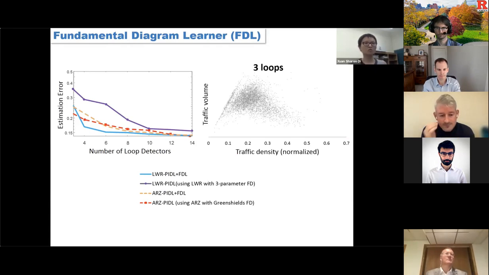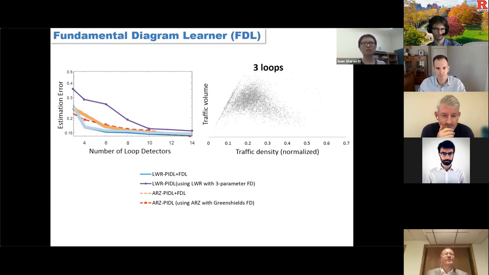Second, I want to draw your attention to these 2 lines, which are the LWR and ARZ plus FDL. So surprisingly, in the small data regime, LWR with FDL outperforms ARZ with FDL. This is because ARZ is a more complex second-order model. It involves a lot more parameters to train and tune. So when there are only a few data points, the model tends to overfit. And in this case, LWR is easier to train and achieves better performance.